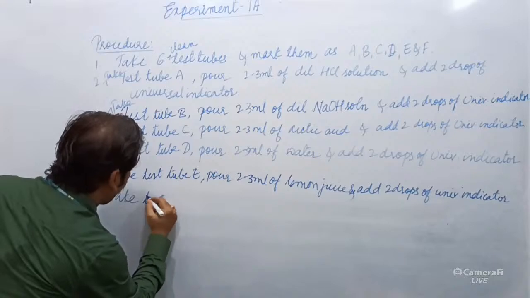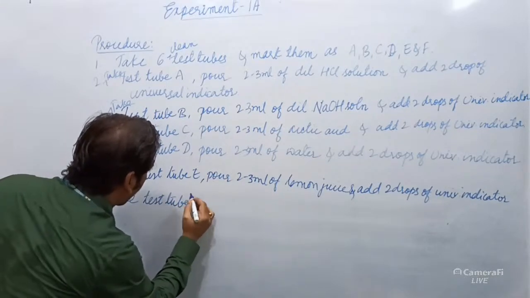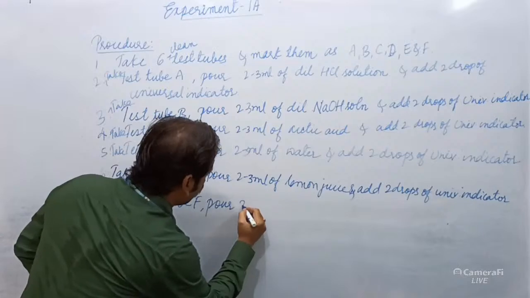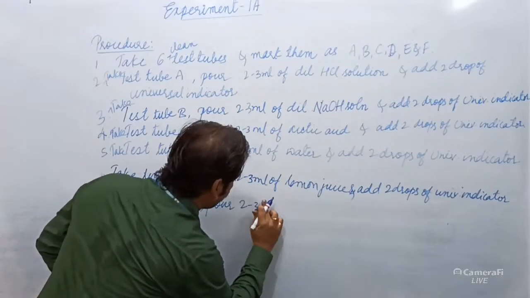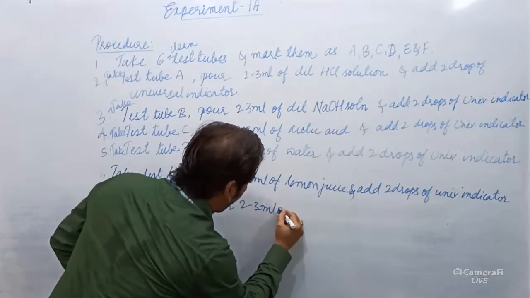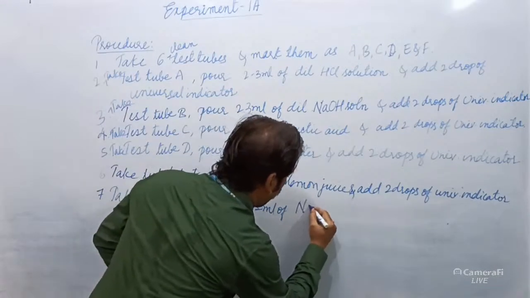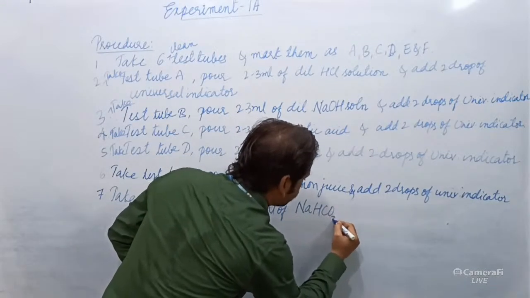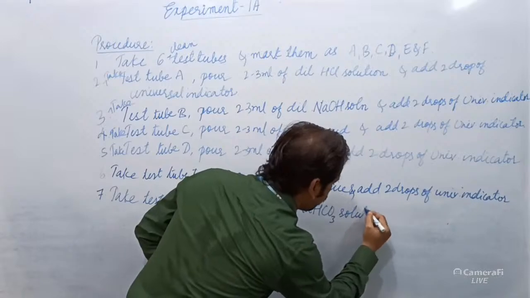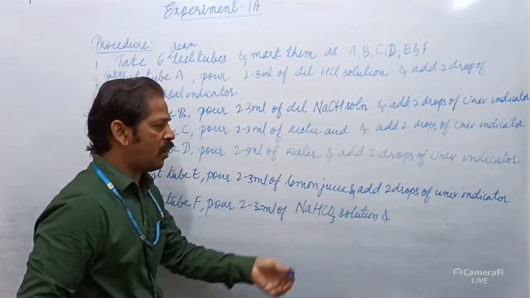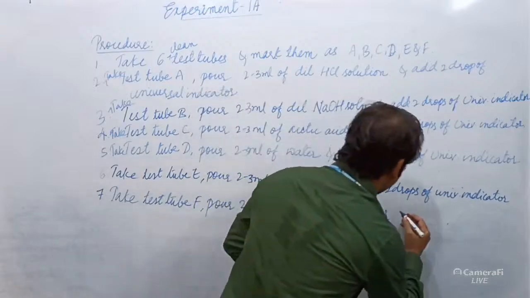Take test tube F, pour 2 to 3 ml of sodium bicarbonate solution, and once again add 2 drops of universal indicator.